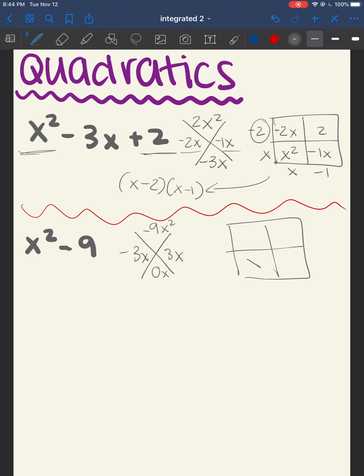So you'd have x squared, negative 9 in each of those boxes, and you have negative 3x and 3x. This would give you x, negative 3, and positive 3. This would end up factored, would become x minus 3 times x plus 3. This is difference of squares.